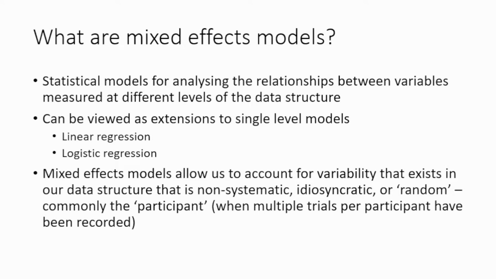In psychology, commonly the participant is treated as a non-systematic random variable, and this is only the case when there are multiple trials per participant. So if you just have one row of data per participant, that obviously won't work because there's no nesting, it's just a single point of data.